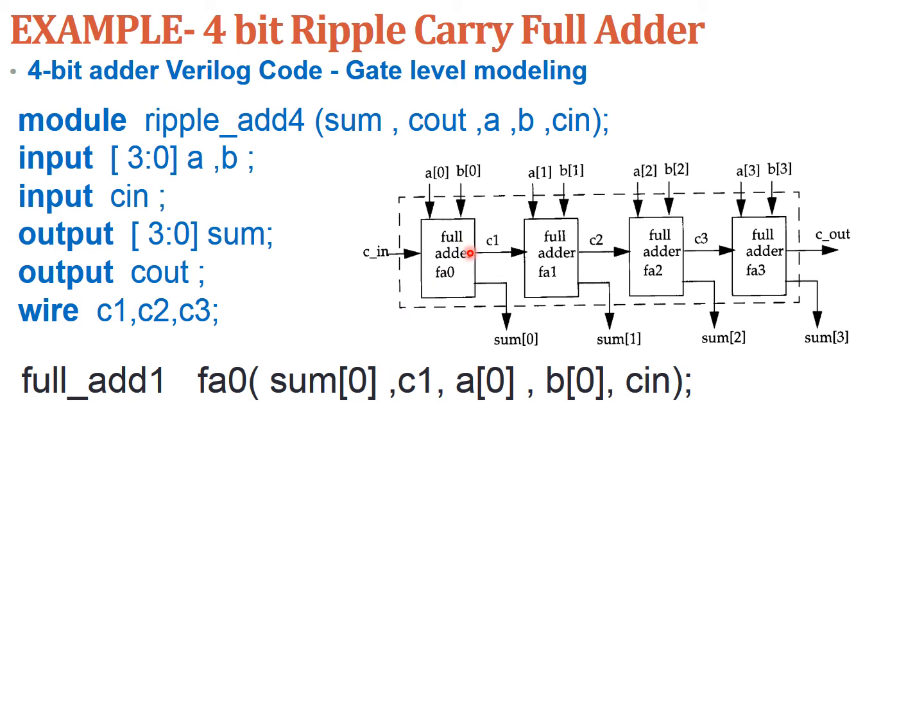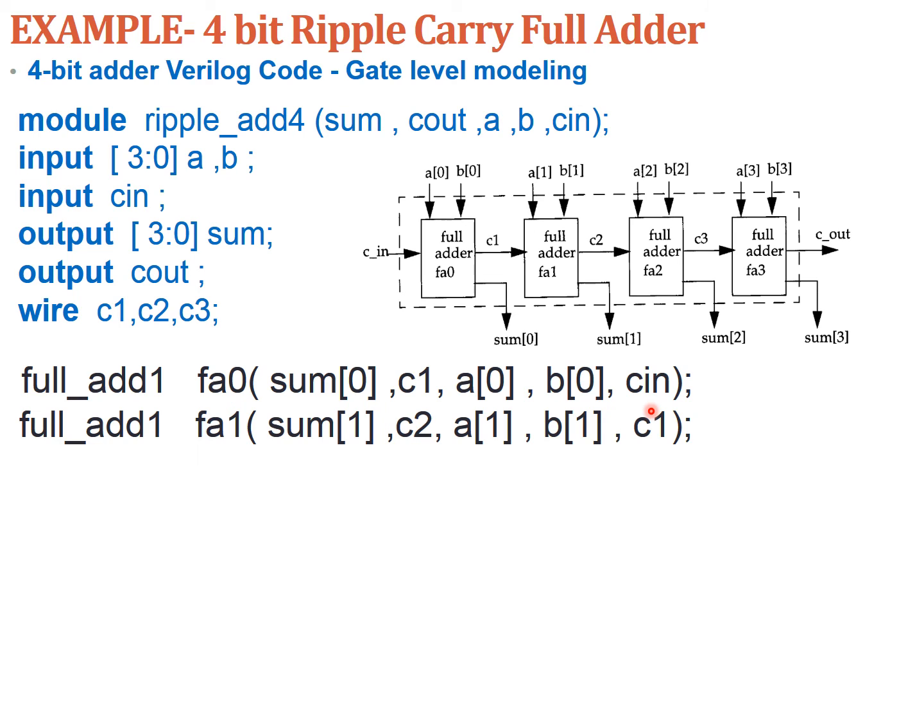So for this full adder, observe carefully, what is the output name? It is sum of 0. So we have to list that first. What is the Cout for this? It is C1. So we have to list that and then list A, B, C in. In place of A we have A of 0, in place of B we have B of 0, and C in remains as it is as C in. So this is the first instantiation.